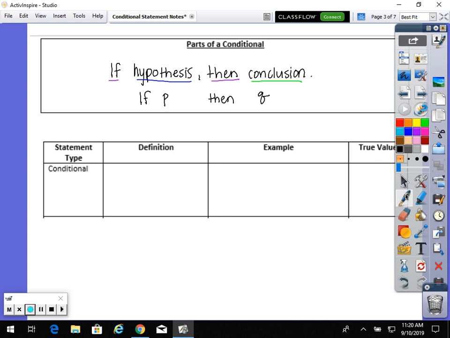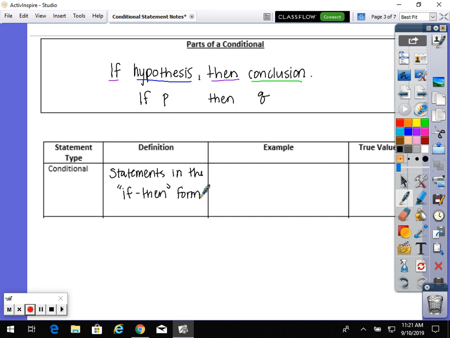So let's go ahead and write in our definition for the conditional. They are statements in the if-then form. So let's go ahead and write that part in. Statements in the if-then form.